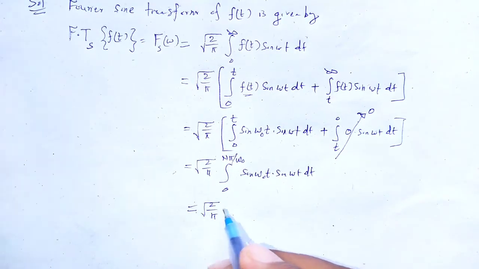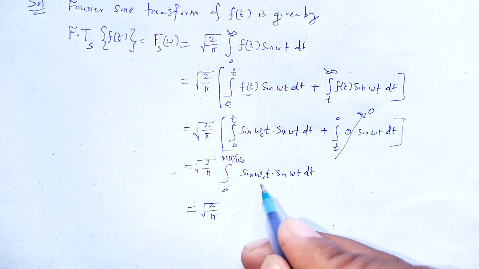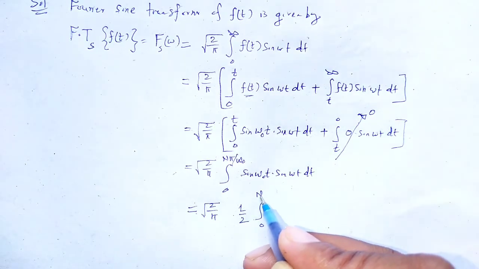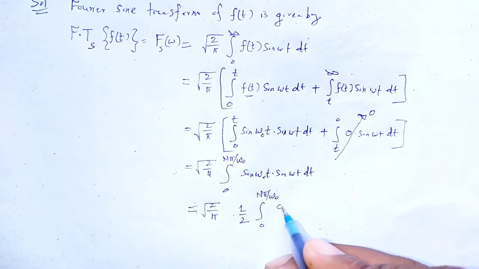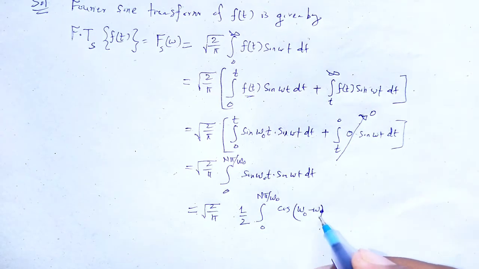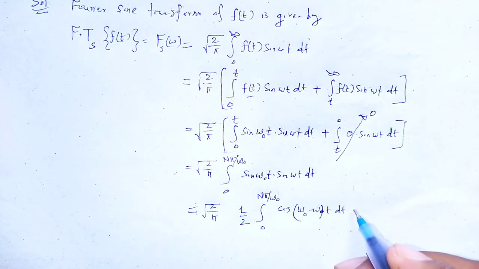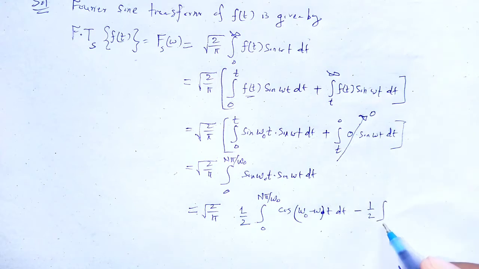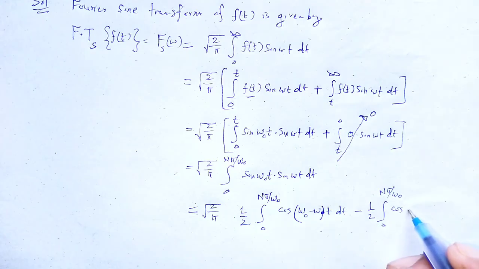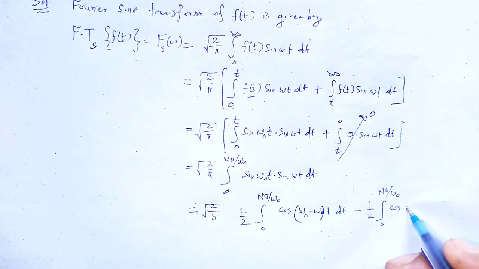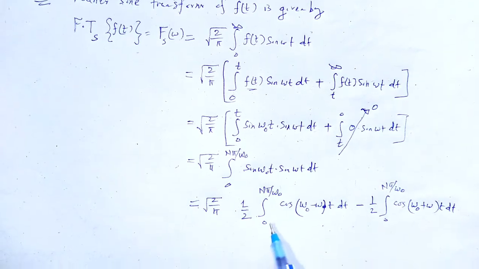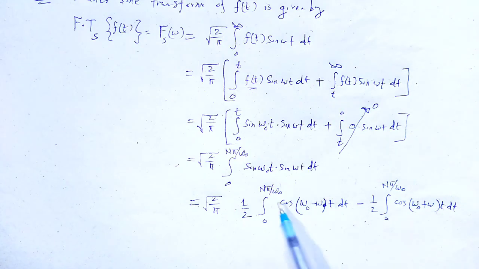So under root of 2 by pi, we use that formula: 1 by 2 integration from 0 to n pi by omega naught of cos of (omega minus omega naught) t dt, minus half integration from 0 to n pi by omega naught of cos of (omega naught plus omega) t dt. I just separate these two terms.